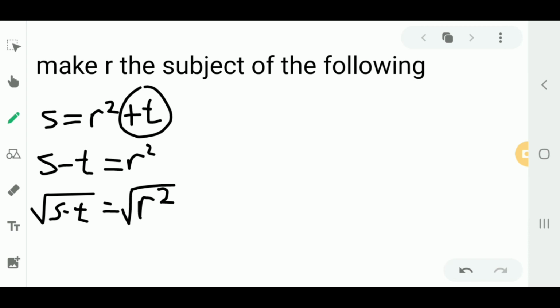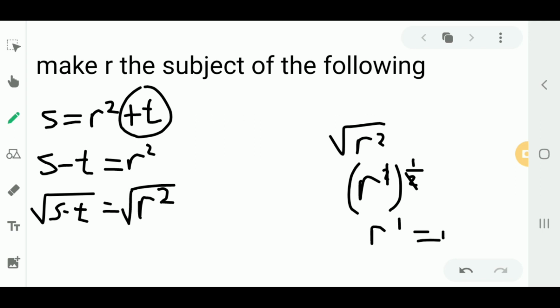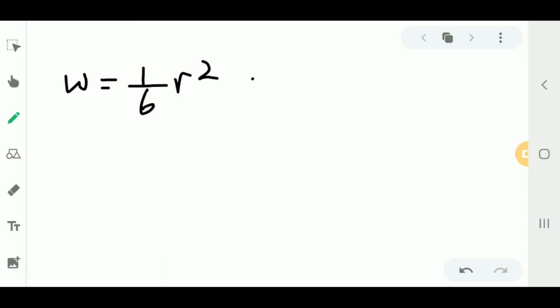So when you find the square root of R squared, what that is saying is R squared to the half, and the 2's would cancel here. So what you'd have is R to the 1, which is the same thing as R. So now we have root S minus T is equal to R.